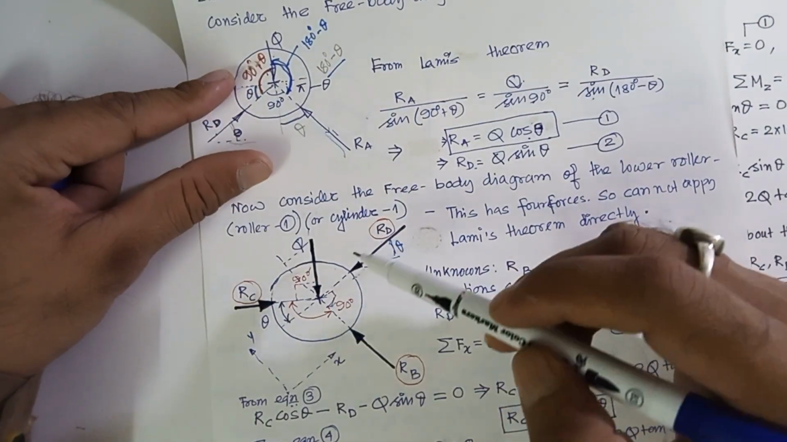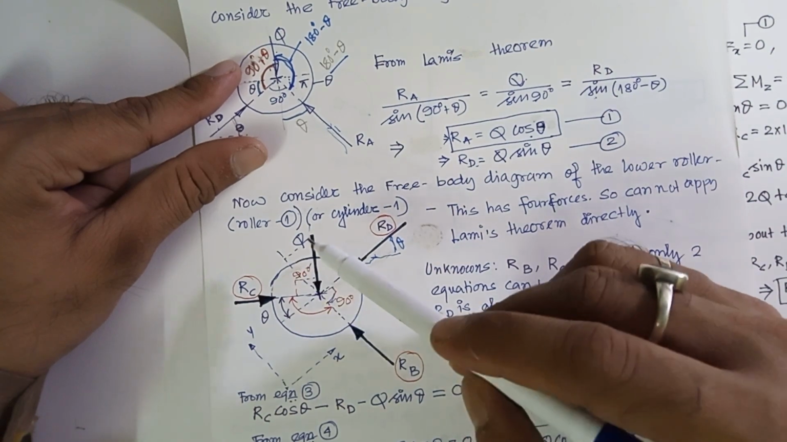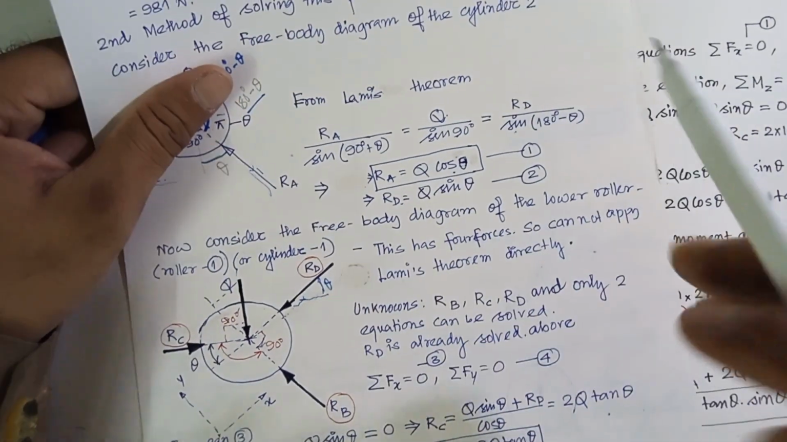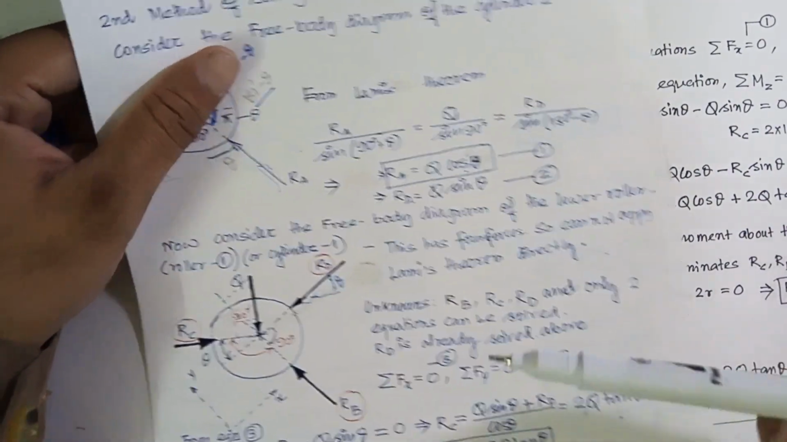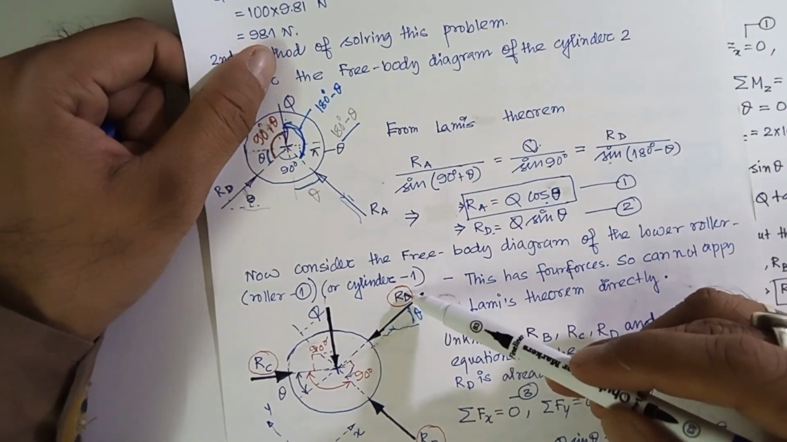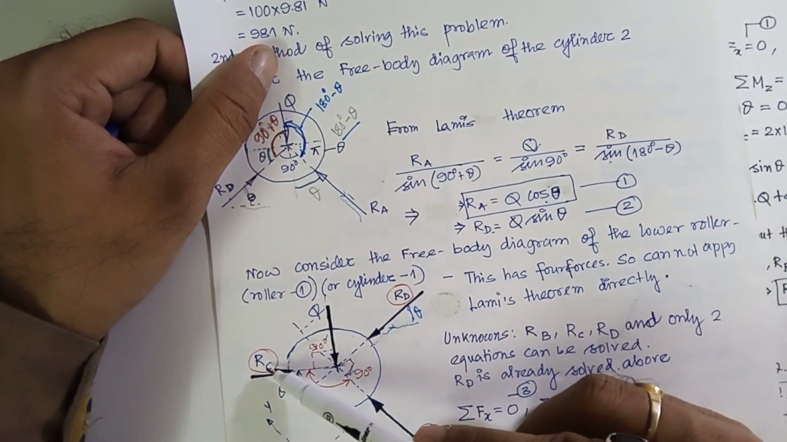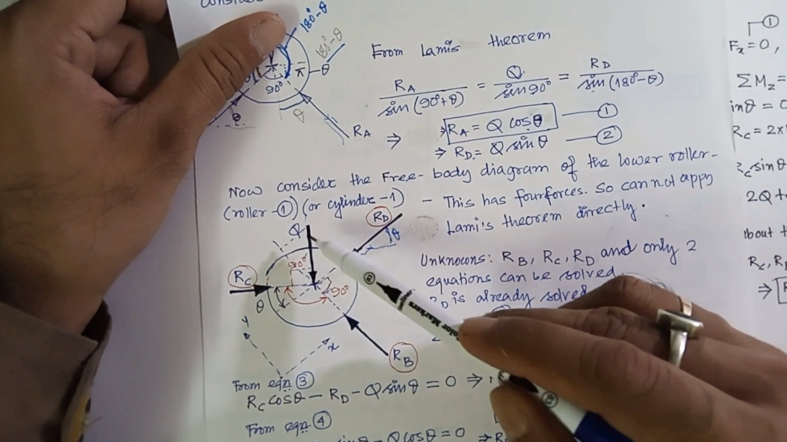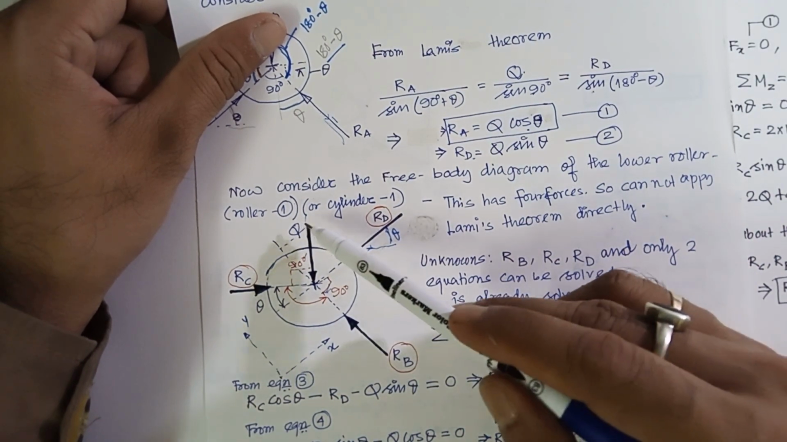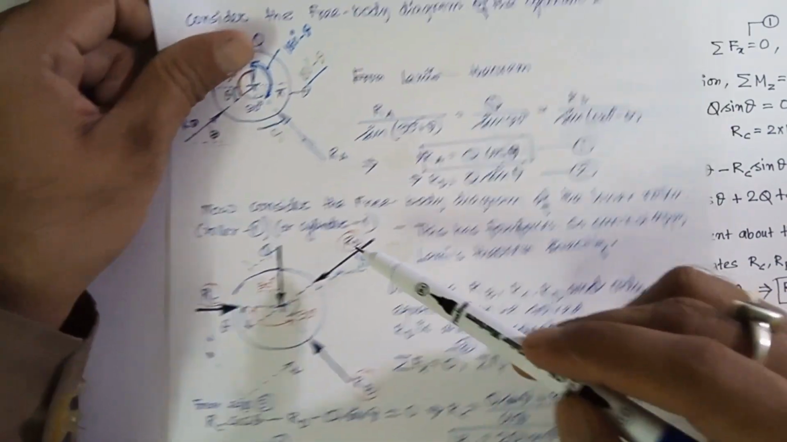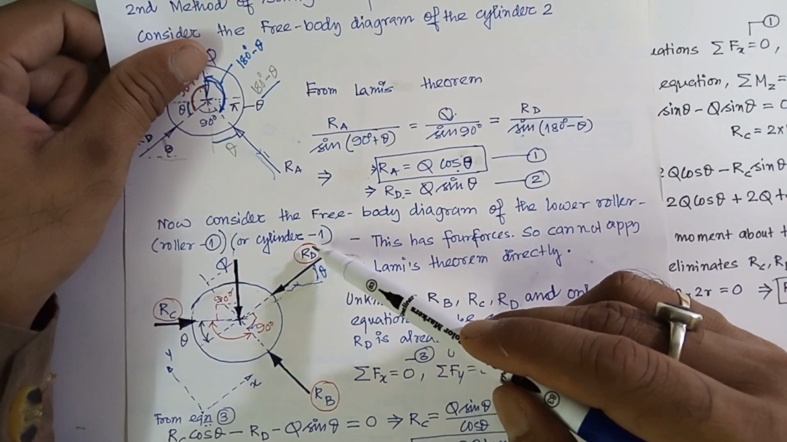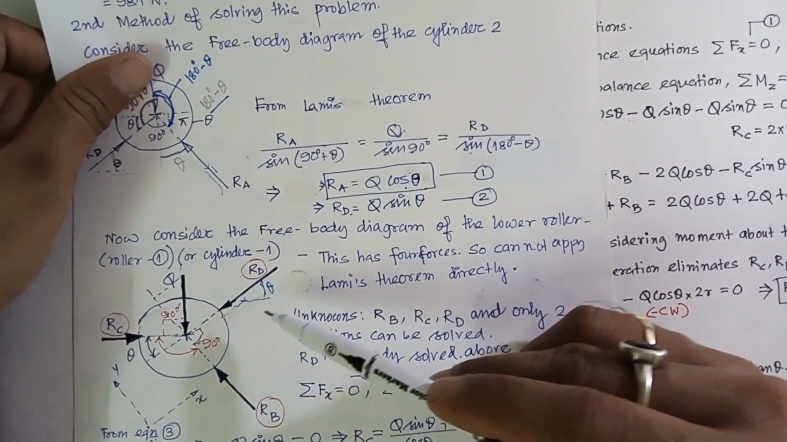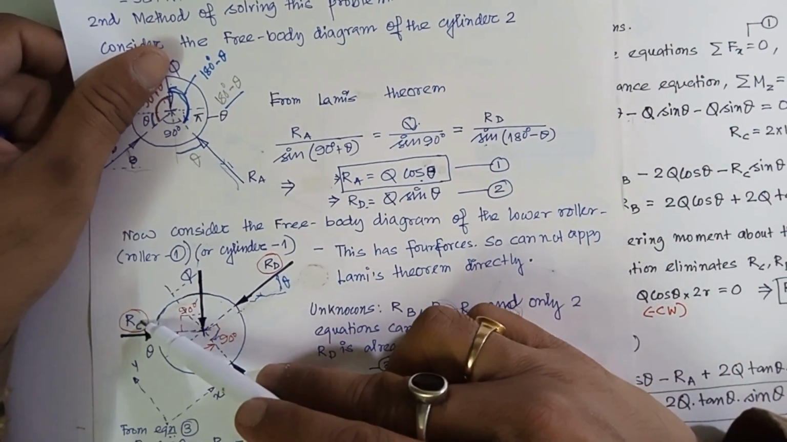Okay. Now you see that here we have four forces and we cannot directly apply Lami's theorem. So what we will do is, how many unknowns are there first? RD is already solved. RB and RC, these are the only two unknowns here that we have to understand. Out of the four, Q is known because it is weight. Weight means 100 into 9.81. Next RD, which is basically the contact reaction from the other roller, that is already solved here. And RB and RC are the only two unknowns here.